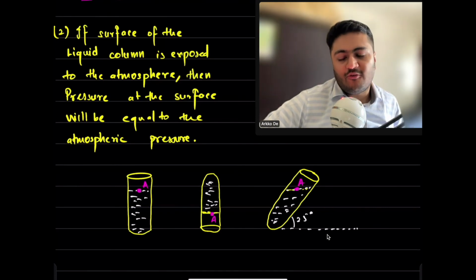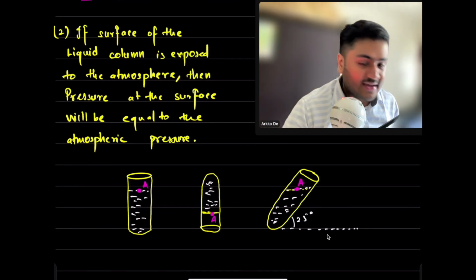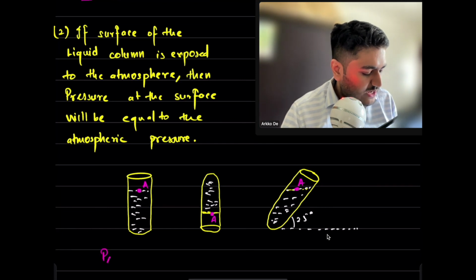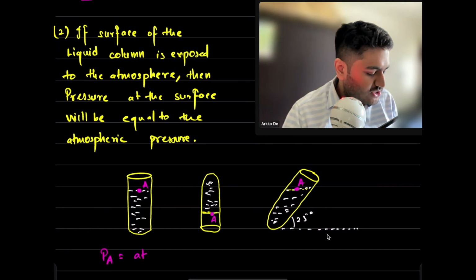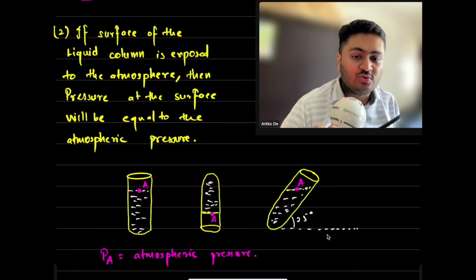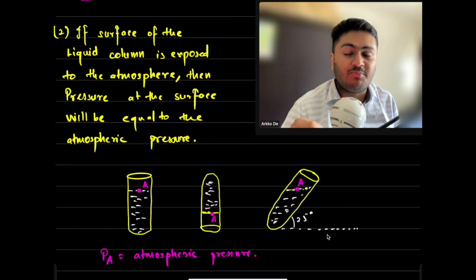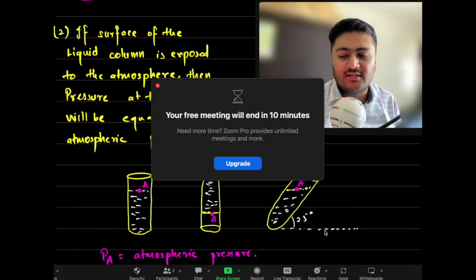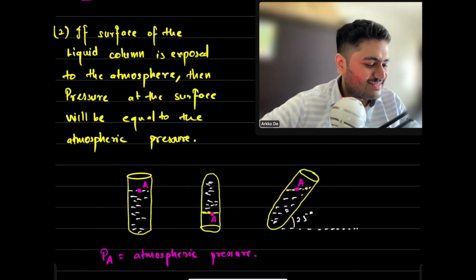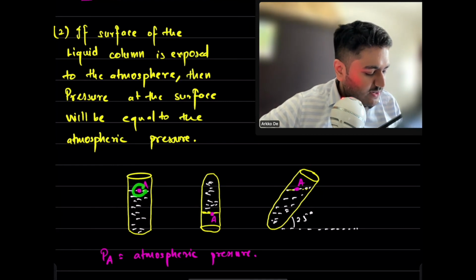So for each of these diagrams, the pressure at point A will be equal to atmospheric pressure. It doesn't matter how they are placed and at what angle they are, as long as the liquid is exposed to the atmosphere, the pressure at point A will be atmospheric pressure.